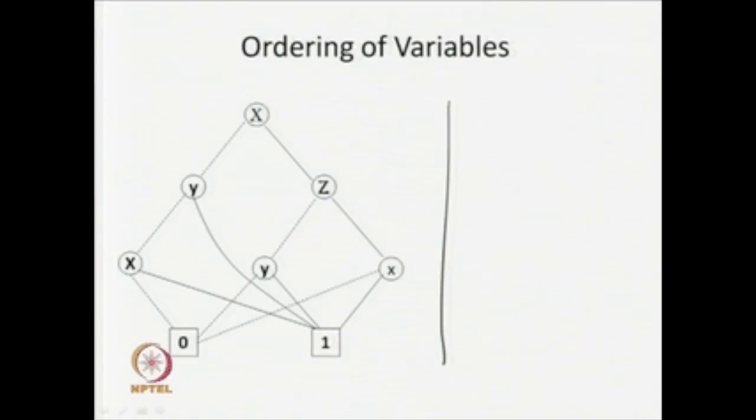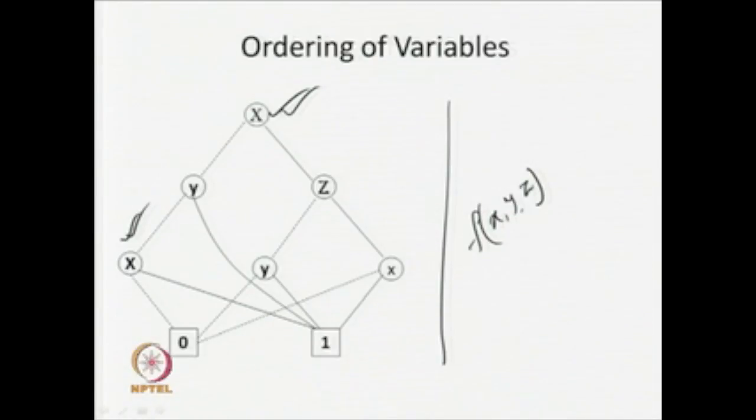We have three variables, a function f of x, y, z. Here is x, with a dashed line indicating the valuation of x is 0 and a solid line indicating the valuation of x is 1. Like that, y and z are the other variables, and these are the two terminals, 0 and 1. In this case, x appears twice in this path, because as per the definition we do not have any restriction. Similarly, y also appears in two different positions, but they are in two different paths.